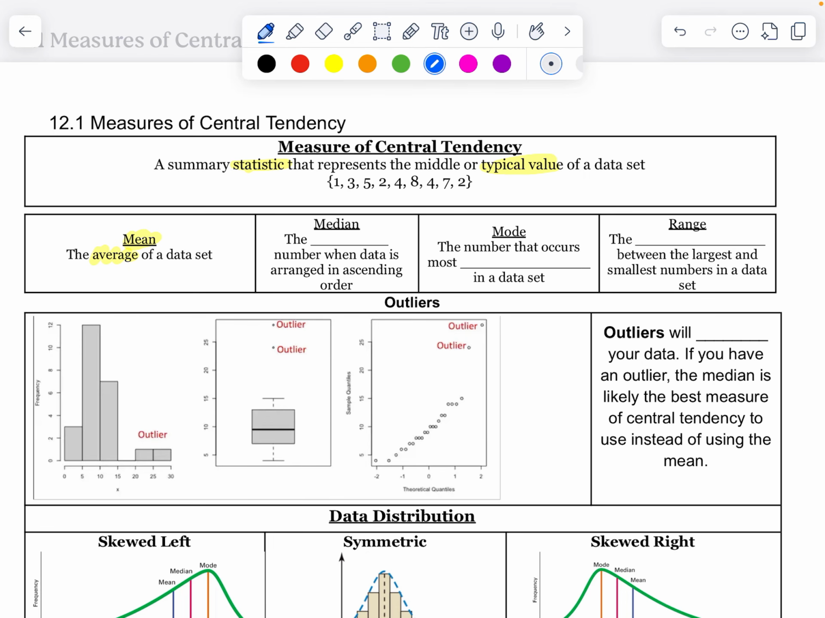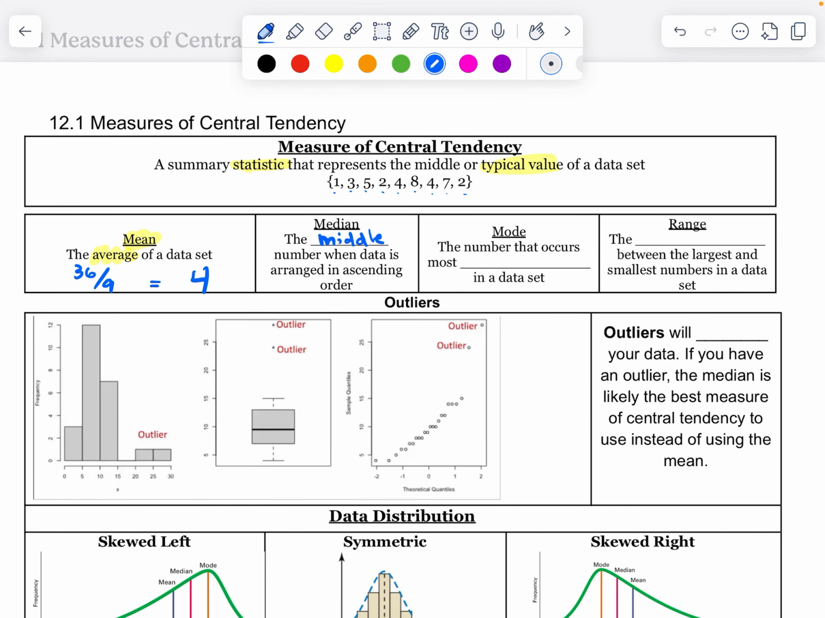So let's see, if I added up all these, 1, 2, 3, 4, 5, 6, 7, 8, 9. I have 9 numbers. If I add them all up, I got 36 divided by 9. So my average of this data set is 4. My mean is 4. The median is going to be the thing in the middle.